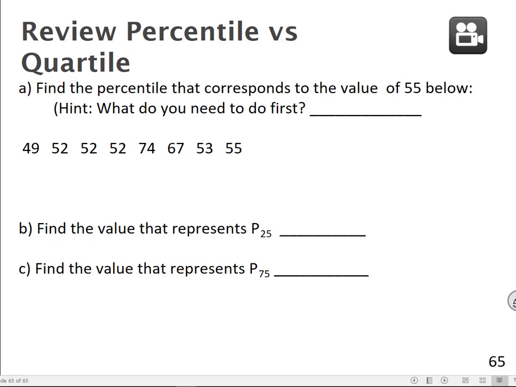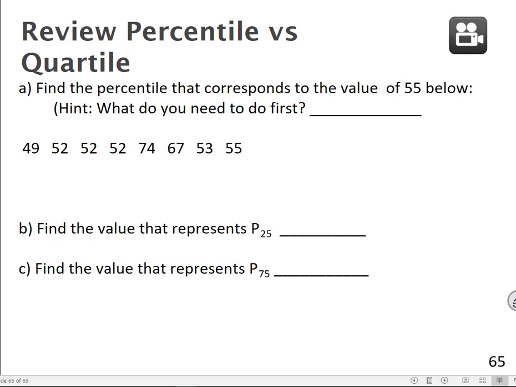In this video we are going to review percentiles and quartiles and the relationship between the two. So we're going to start by finding the percentile that corresponds to the value of 55. We have a set of 8 data points here: 49, 52, 52, 52, 74, 67, 53, and 55.